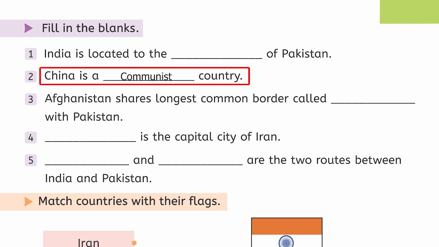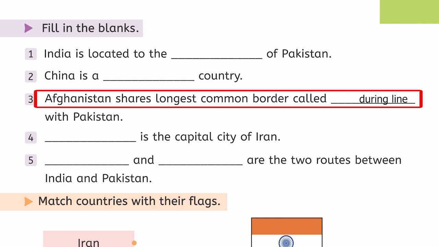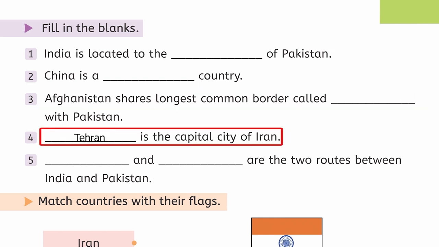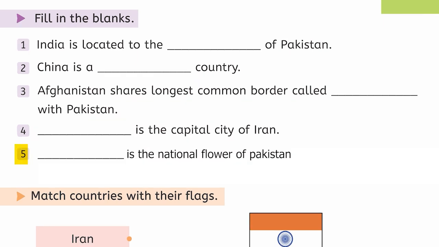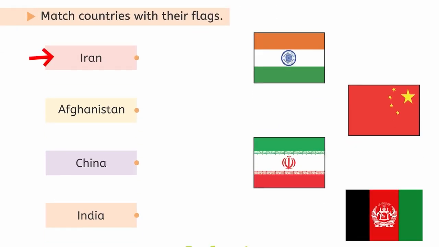China is a communist country. Afghanistan shares the longest common border, called the Neighbouring line, with Pakistan. Tehran is the capital city of Iran. Number 5, dash is a national flower of Pakistan. Jasmine. Next, match countries with their flags.